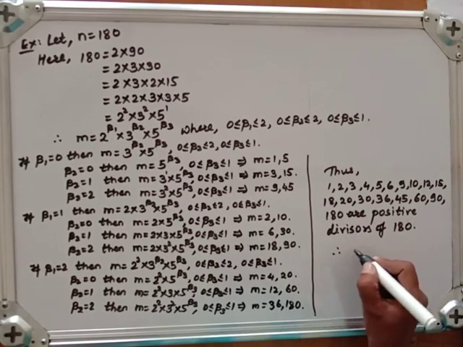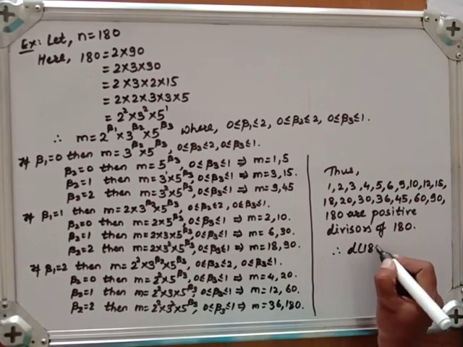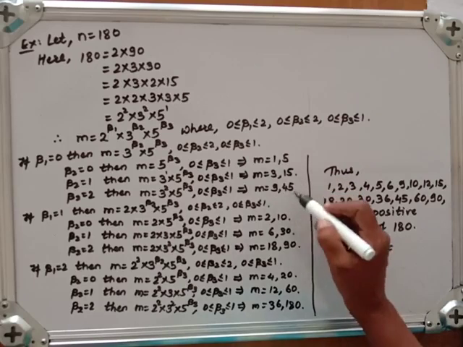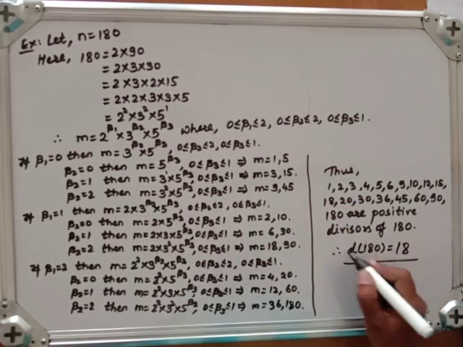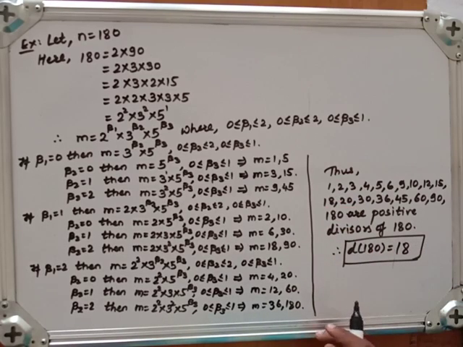Therefore, the number of divisors of 180 is how many? These are 6, 6, 6. So it will be 18. These are 18 in number. So this is our answer here.